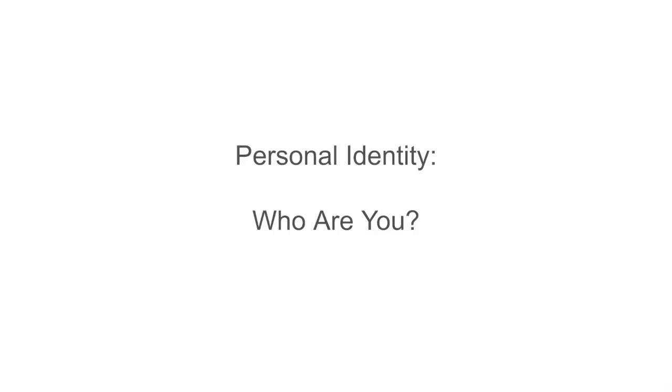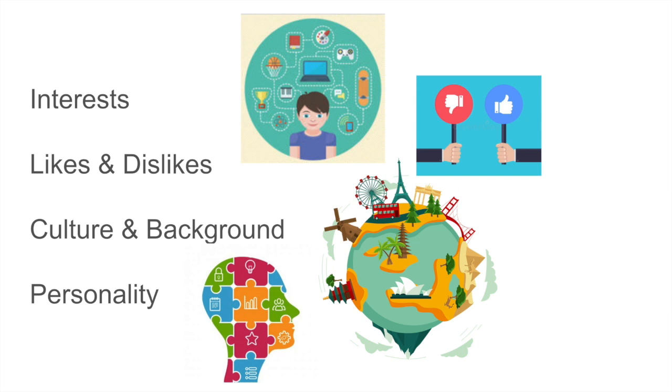Let's keep watching so that we can learn exactly what personal identity means and some tips for how to create your personal symbols and how to complete this assignment. Personal identity just means who are you as a person? So this can include things like your interests, your likes and dislikes, your culture and background based on maybe where you or your family are from in the world, or your personality, how you act and behave in certain situations.